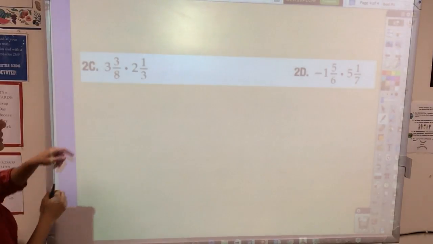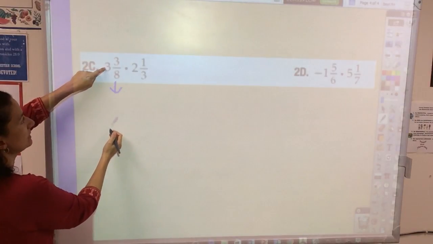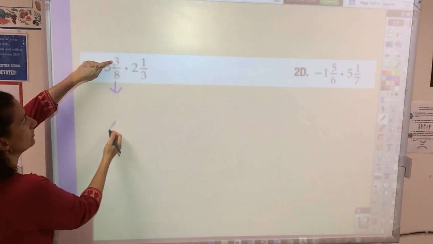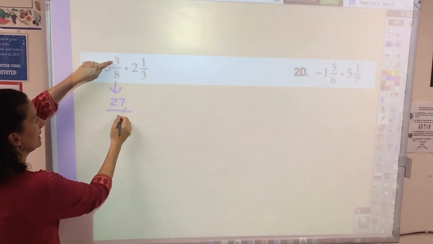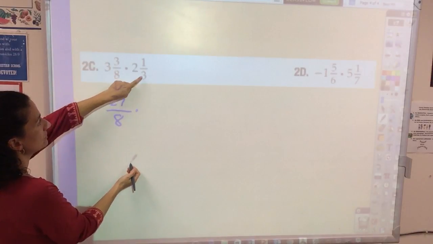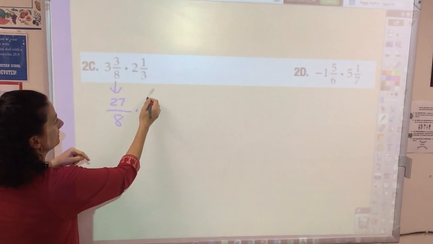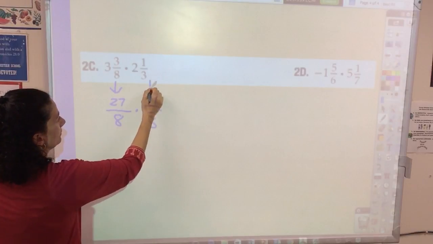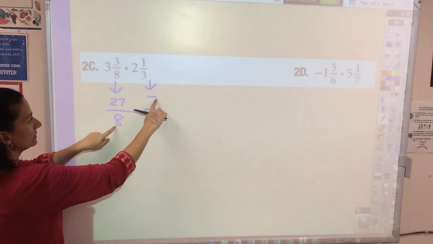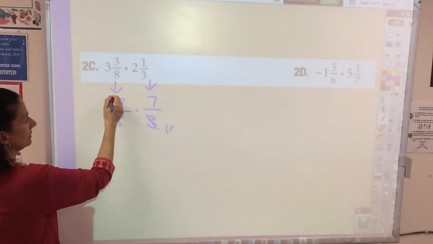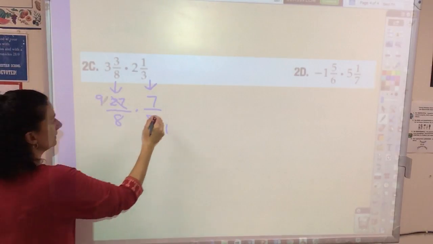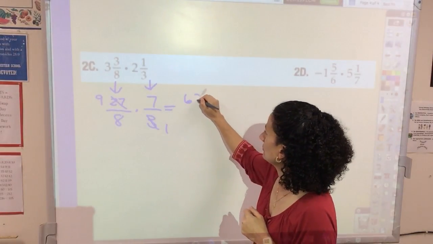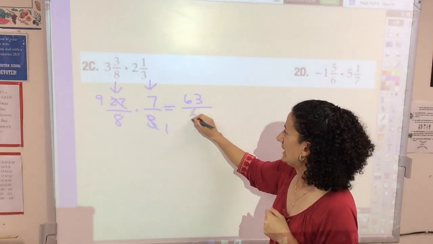Okay, let's check your work. The improper fraction: 3 times 8 is 24, plus 3 is 27/8, times 2 times 3 is 6, and 1 is 7. There's my improper fraction. Can't cross simplify here, I can here. That becomes 1, that becomes a 9. 9 times 7 is 63. 8 times 1 is 8.